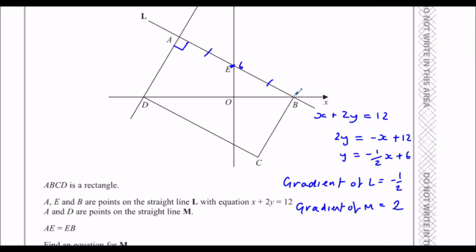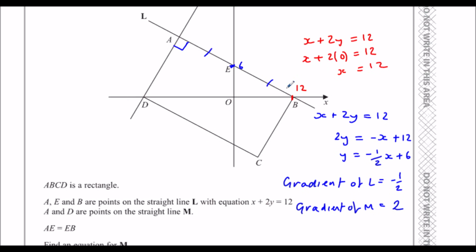And if we work out where it crosses the x-axis as well, so it crosses the x-axis when y equals 0. So if you look here, if y equals 0, x plus 2y equals 12, it crosses the x-axis when the y coordinate is 0. That will be x plus 2 zeros equals 12. So x equals 12. So this coordinate here is 12, 0.